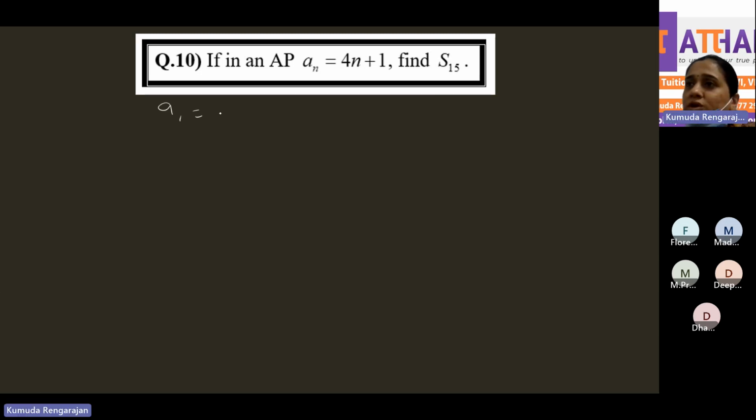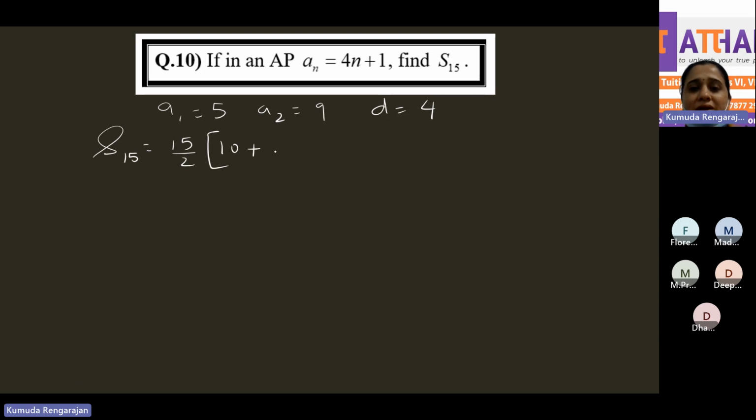A1 is how much? 4 into 1 plus 1, so 5. A2 is 4 into 2, 8 plus 1, 9. So common difference is 4. So method 1: S15 is equal to n by 2, 15 by 2 of 2a, 2 into 5, 10, plus n minus 1, 15 minus 1, 14 into d.